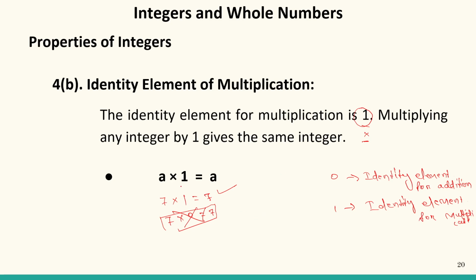1 is a multiplicative identity. And here you can see that a plus 1 is not equal to a. So that's why we say that 1 is not an additive identity.